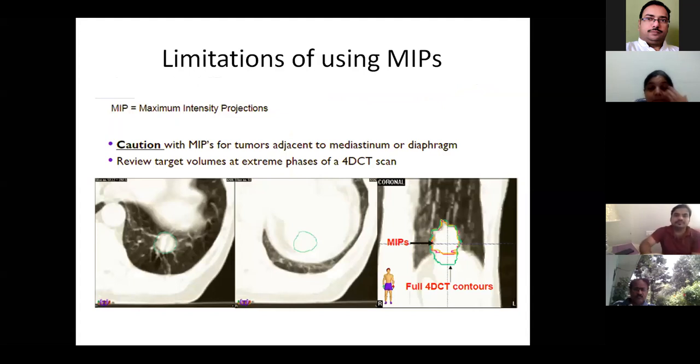A limitation of the MIP is that it basically tracks the intensity. And when there is a similar intensity adjacent to it, for example, this lower lobe tumor, now there is the diaphragm, and the intensity is overlapping with the structures below, so it is not able to track the motion of the tumor inferiorly. Similarly, if you have a tumor close to the mediastinum, the MIP image might not be very accurate in assessing the trajectory of the motion. So these are the things that you need to keep in mind when you're using these image sets for motion assessment.